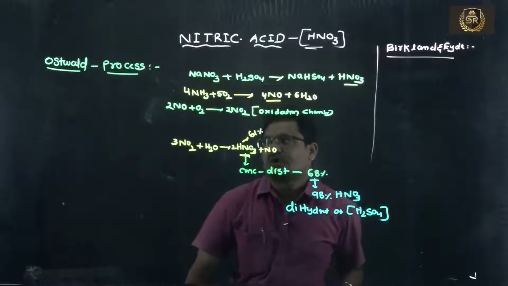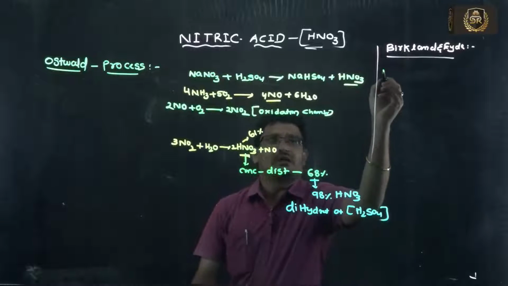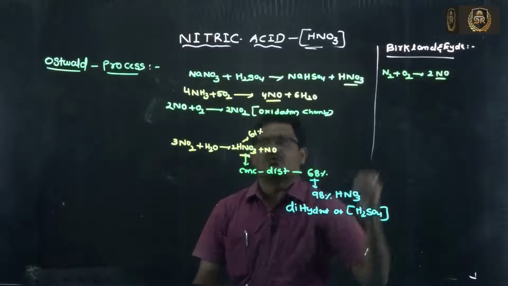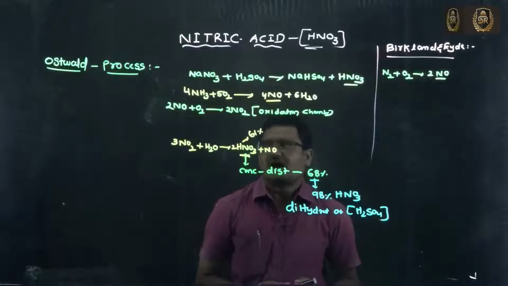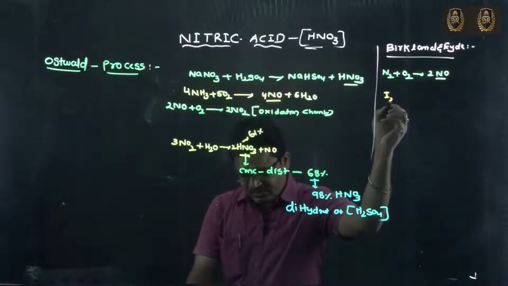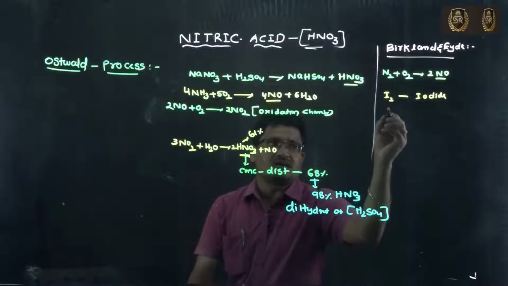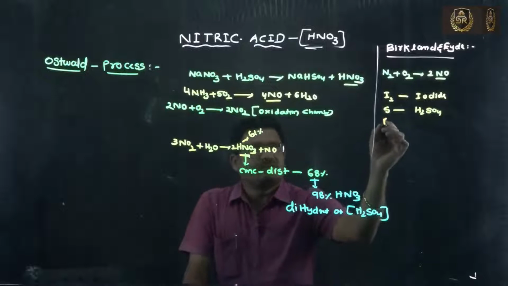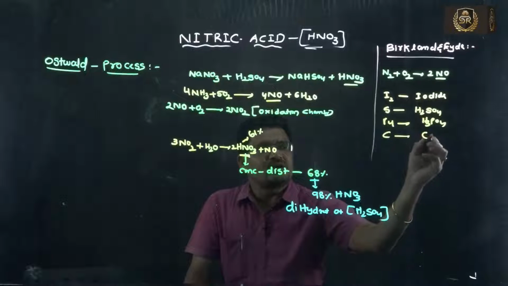Birkeland-Eyde process. So what is the meaning of this Birkeland-Eyde process? Here first, N2 plus O2 is raised to 2NO. This HNO3 is a yellow color compound, and here iodine is converted into iodic acid HIO3, sulfur is converted into sulfuric acid H2SO4. At the same time phosphorus P4 is converted into phosphoric acid, the formula H3PO4. Carbon is converted into carbon dioxide.